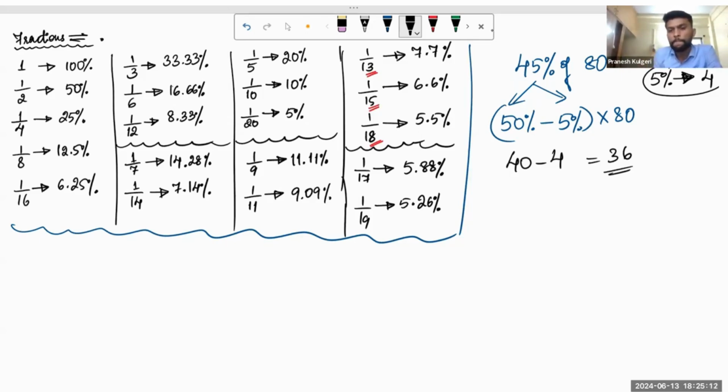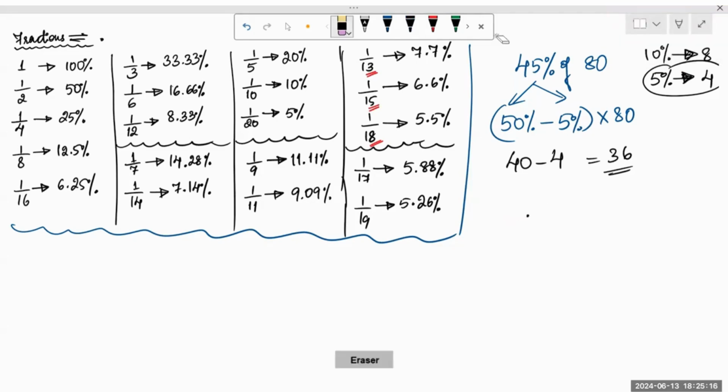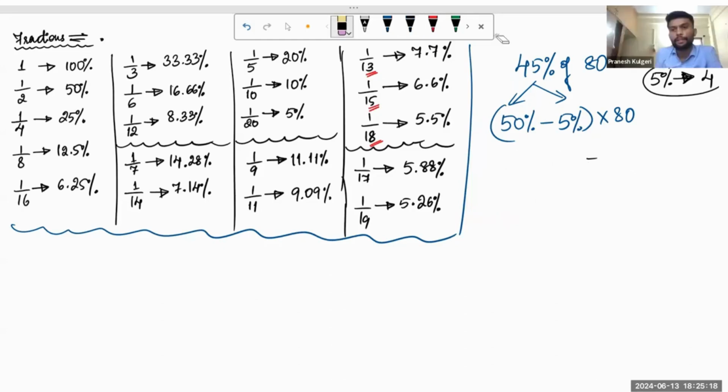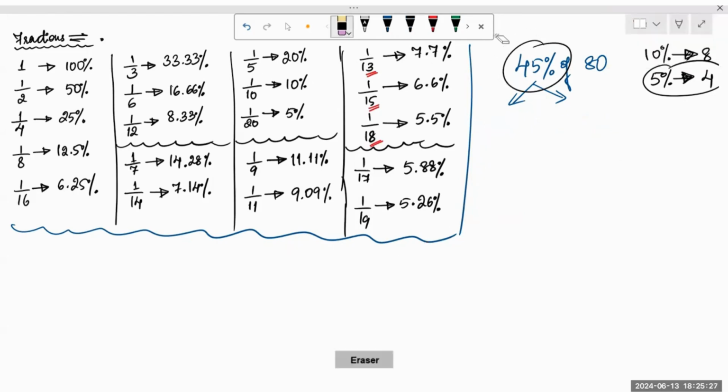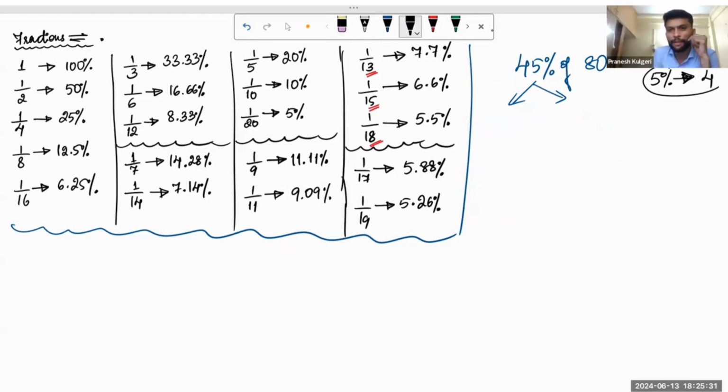Now see this. You can see 45%, but can you see 45% in the entire table? No. Sir, there is one more way you would have done it. You would have done it like 25% plus 20%, because both of these percentage values are in the table. Correct? 25% is there, 20% is also there.